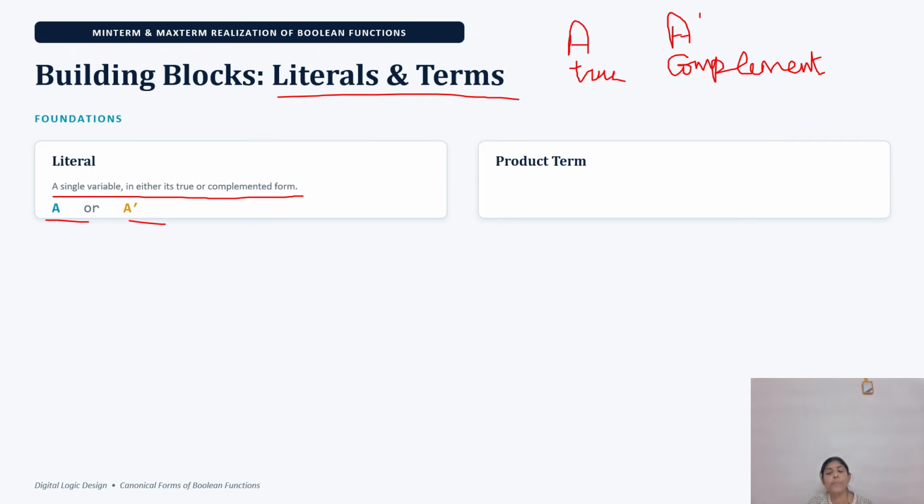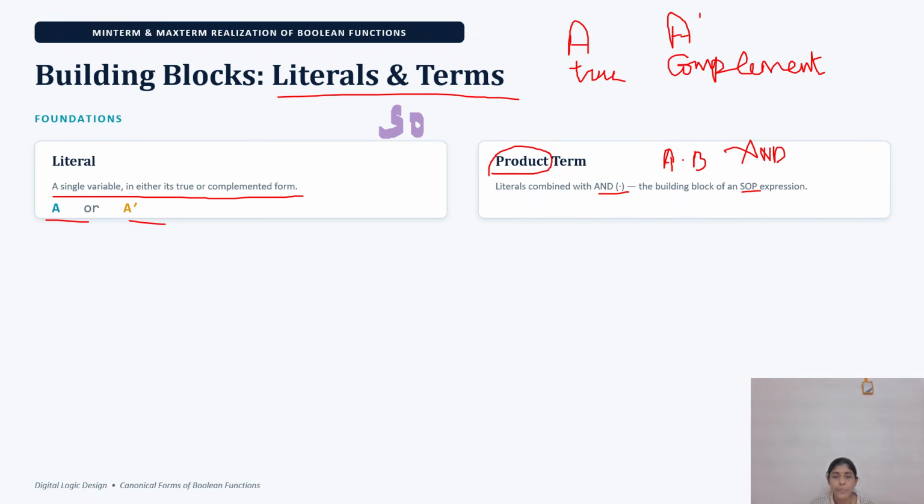Next is the product term. You already know what is meant by product. It is A dot B. If it is A dot B, what do you have to use? You have to use an AND gate. Product term: the literals combined with the AND dot. It is the building block of SOP representation. So what is SOP? SOP is sum of product.